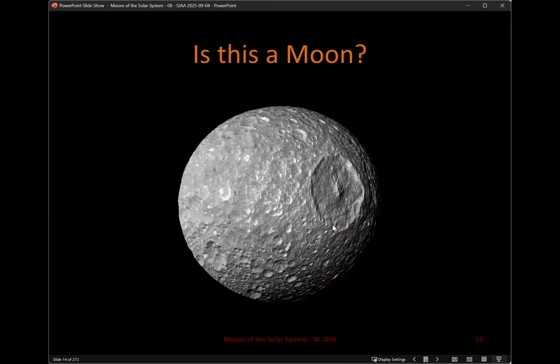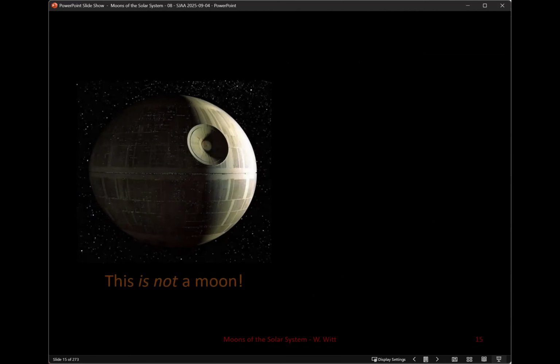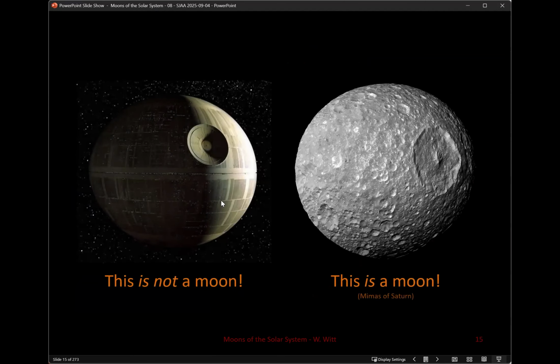So the Death Star was not a moon, but is this thing a moon? The interesting thing here is that Star Wars' Death Star is not a moon, but this thing that doesn't look all that different actually is a moon. And we'll visit it again a little bit later as we go through our talk today.